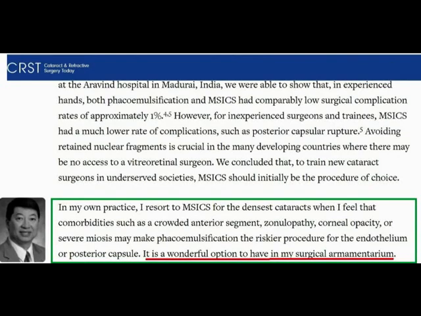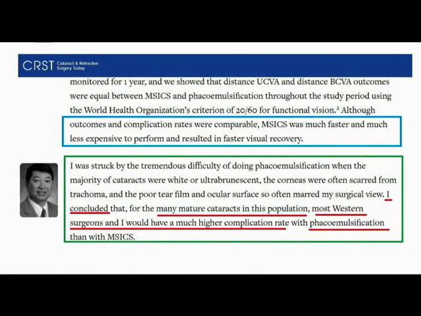Dr. David Chang, MD, from the United States of America says, "In my own practice, I resort to manual small incision cataract surgery for the densest cataracts when I feel that comorbidities such as a crowded anterior segment, coagulopathy, corneal opacity, or severe miosis may make phacoemulsification the riskier procedure for the endothelium or posterior capsule. It is a wonderful option to have in my surgical armamentarium. I concluded that, for the many mature cataracts in this population, most Western surgeons and I would have a much higher complication rate with phacoemulsification than with manual small incision cataract surgery."